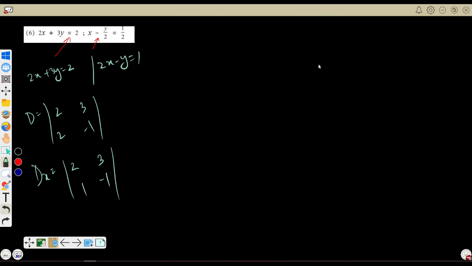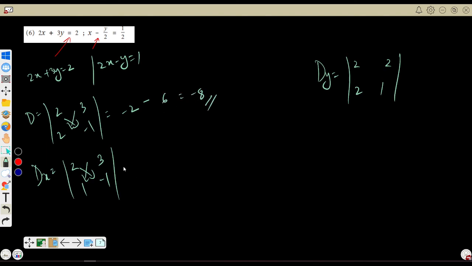After this, we will find Dy. To find Dy, we replace the second column with the constants. So 2, 1, and the first column remains as it is, 2 and 2. I'll quickly find the values of the determinants. 2 into minus 1 is minus 2, minus 3 into 2 is 6, so D will be minus 8. This is the first value. Now for determinant Dx, 2 into minus 1 is minus 2, minus 3 into 1 will be 3. So this is minus 5.